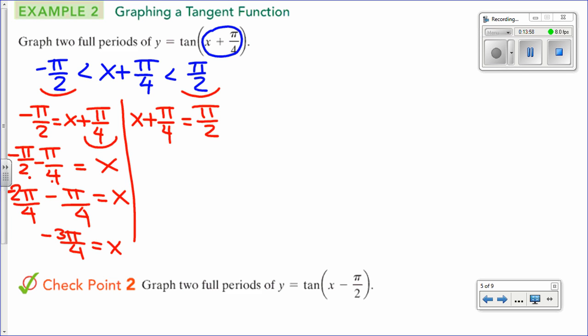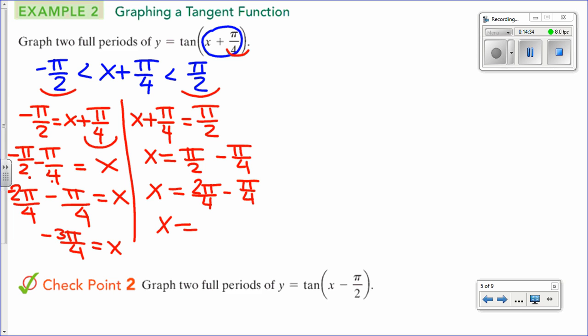Now the other one, what do you guys think it will be at? That's actually a very good guess. But keep in mind, we had a horizontal shifting. So I recommend that we still do the equation to make sure, okay? So x will be pi over 2 minus pi over 4. So then x will be, if we turn pi over 2 into fourths, 2 pi over 4 minus pi over 4. So x will be equal to, how many pi over 4? Just pi over 4. See?